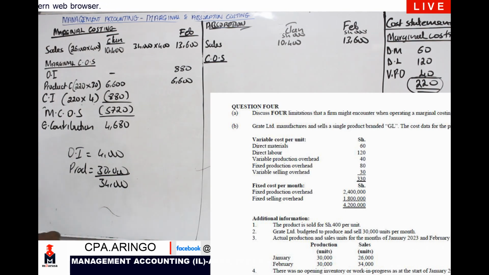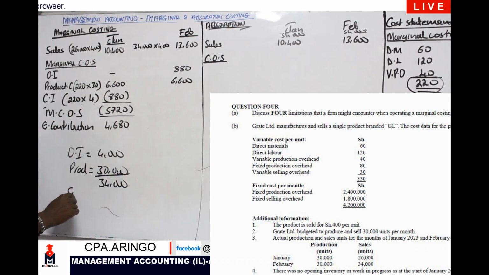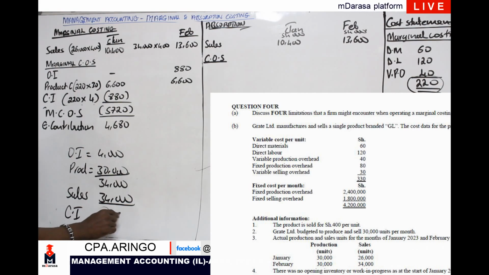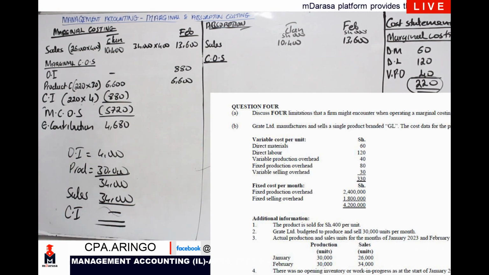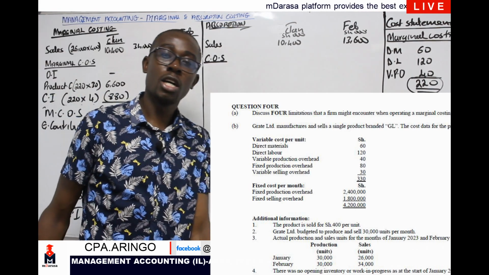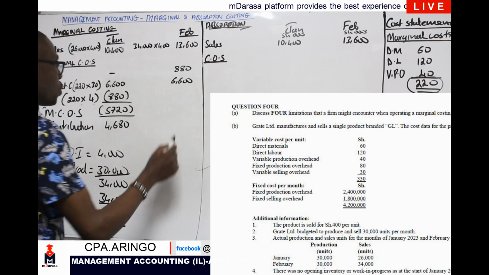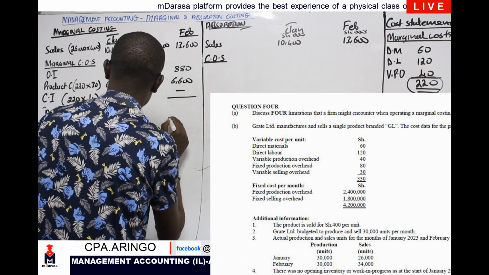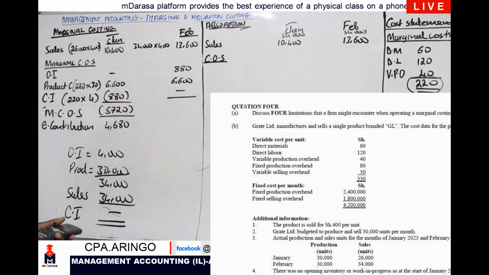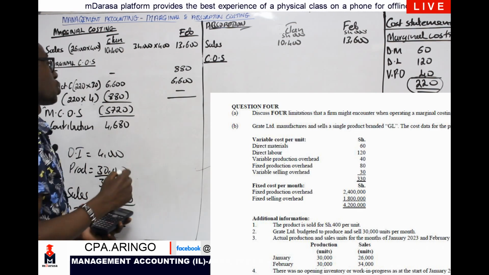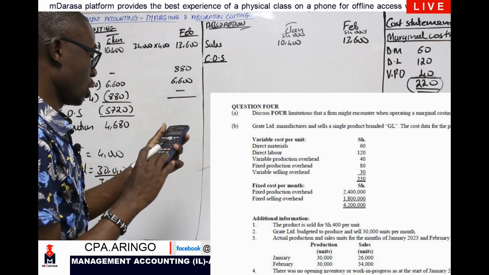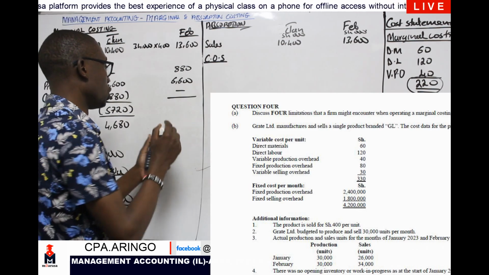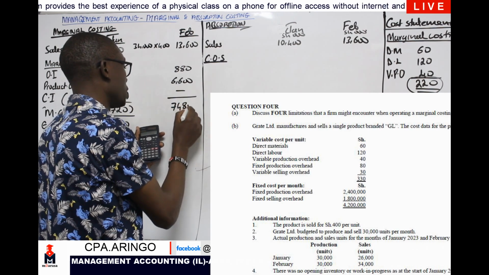How many units did we sell during the period? Our sales during the period were 34,000. So what is our closing inventory? Our closing inventory is literally nil. I don't have anything in relation to our closing inventory. So I'm going to have a dash there indicating that it is nil. So once I have that, my marginal cost of sales will be 6.6 plus 880 to give us 7480.